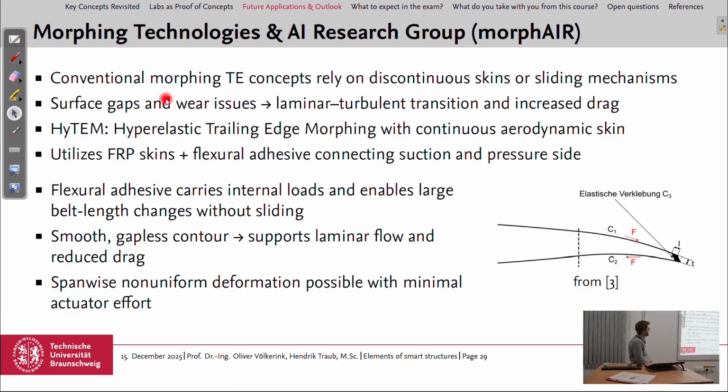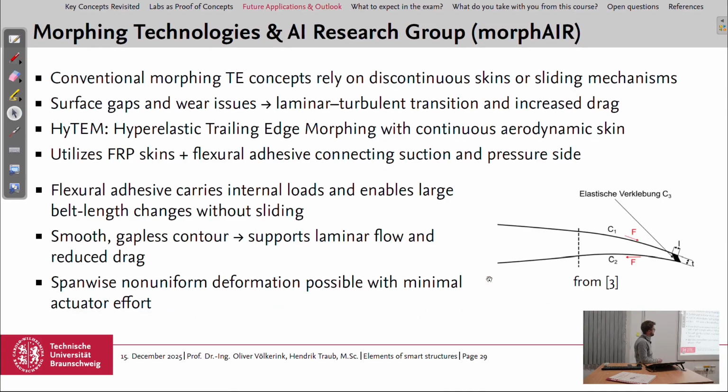In this case, they used a hyperelastic trailing edge concept for morphing, where, if we look at the cross section, we have CFRP, fiber reinforced plastic skins, and at the end we have a flexural adhesive connecting the upper and the lower wing cover, so the suction and the pressure side. Then they used conventional actuators from mechatronics to get forces on the skins, and with that the whole trailing edge could deform. This smooth gapless contour then supports laminar flow and also reduces drag because we don't have surface gaps anymore. And as you have seen in the video, we can also have a non-uniform deformation span-wise along the wing.